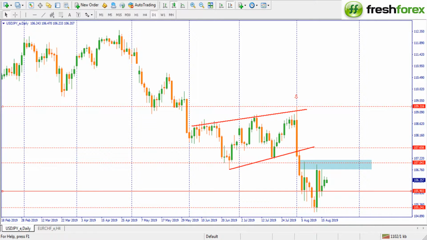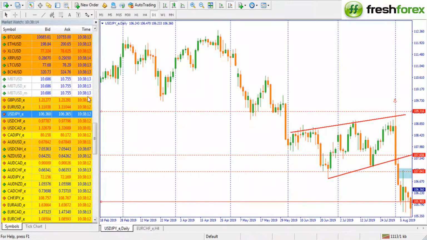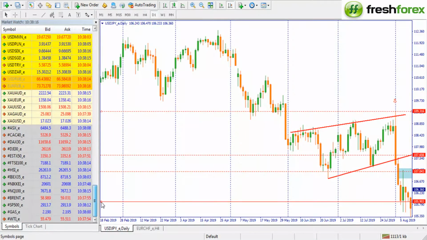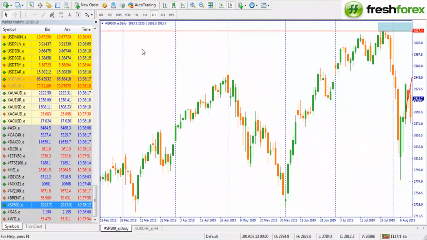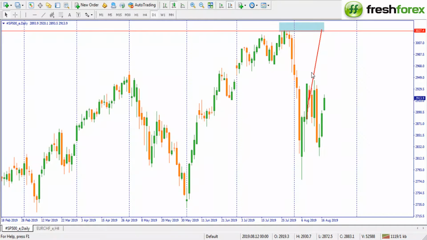So that should take us to the next chart. And the next chart is SP500. We have SP500 somewhere here. This is how the chart looks. So far this is bullish.